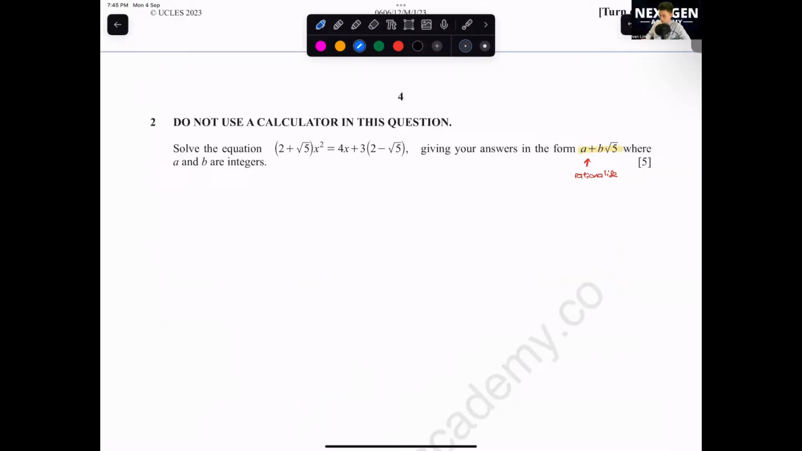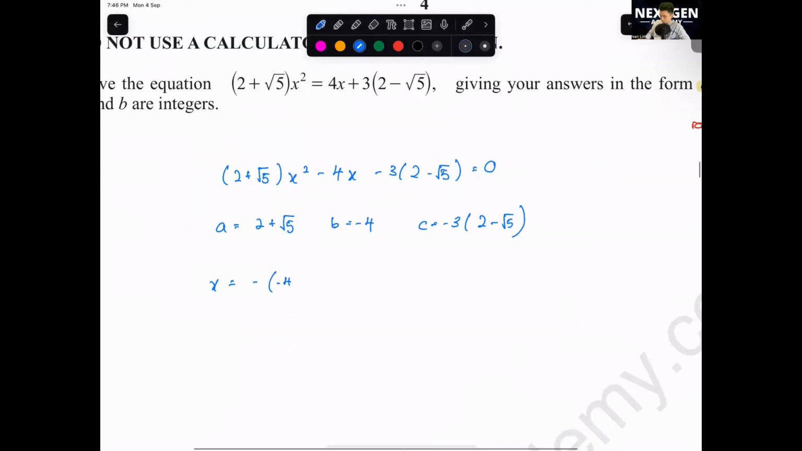So you rearrange it first to ax squared plus bx plus c: (2 plus √5)x squared minus 4x minus 3(2 minus √5) equals 0. So my a is 2 plus √5. I need to use the quadratic formula to get to that form. b equals -4, c equals -3(2 minus √5). Okay, we substitute inside. x equals -b plus or minus the square root of b squared minus 4ac.